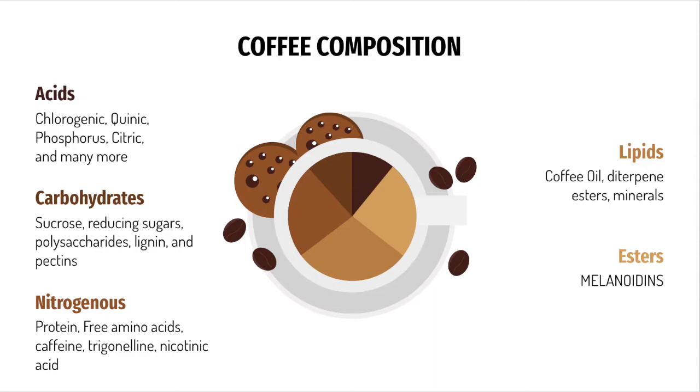First, we have the acids, where we have chlorogenic acid, quinic acid, phosphoric acid, citric acid, and many more, but more on that later. Next, we have carbohydrates, such as sucrose, reducing sugars, polysaccharides, lignin, and pectins. We also have nitrogenous compounds, like proteins, free amino acids, caffeine, trigonelline, and nicotinic acid. On the lipids, we have multiple different coffee oils, triterpene esters, and minerals. And of course, under esters, we have melanoidins, which we have talked about in detail earlier.